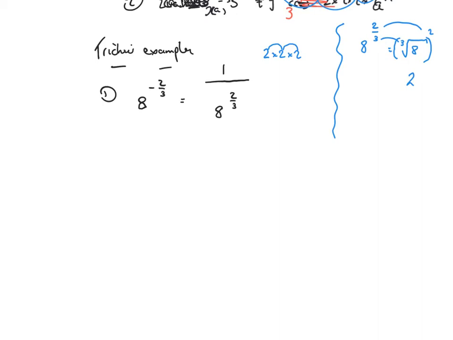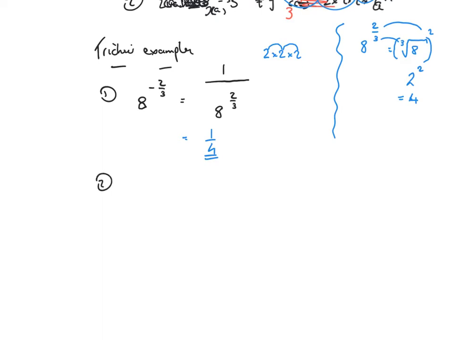But I still need to now get that 2 and square it. And what's 2 squared? 2 times 2, and that's 4. So the answer to 8 to the 2/3 is 4. So 8 to the 2/3 was down the bottom of this fraction. So that's 4. So it's then 1 over 4. That's my final answer. Okay, let's try an example 2.